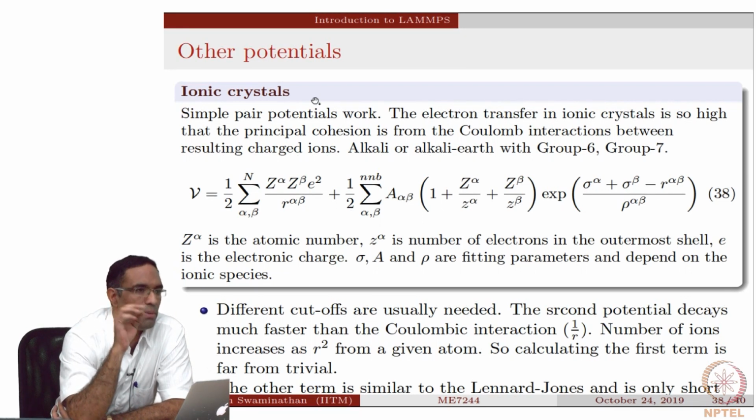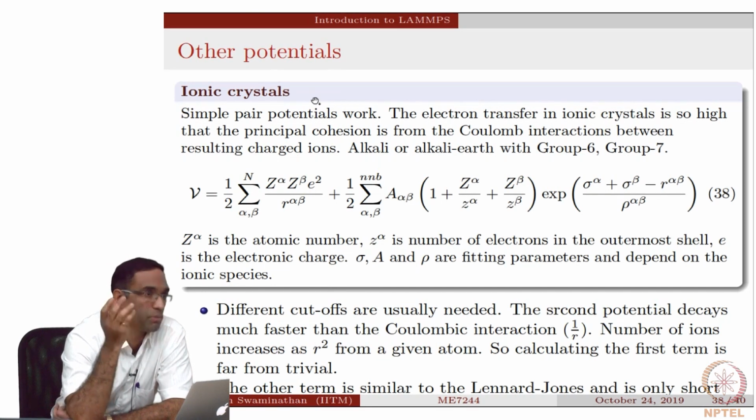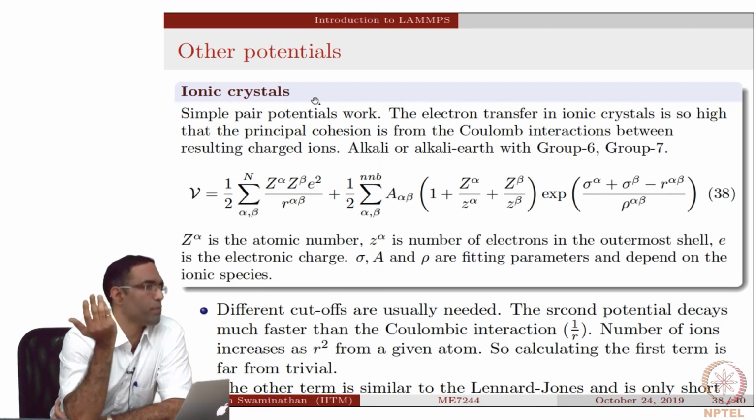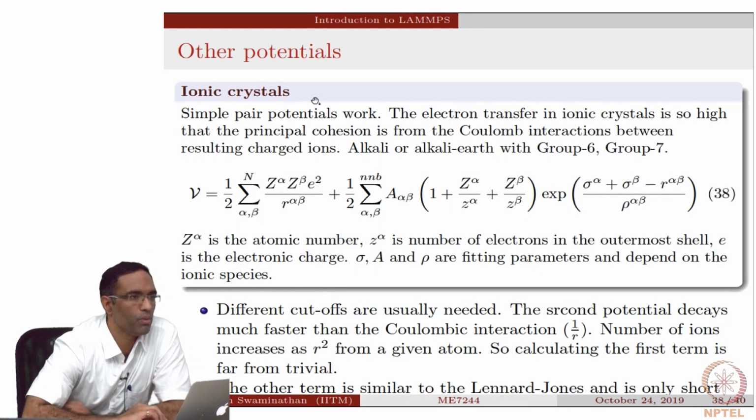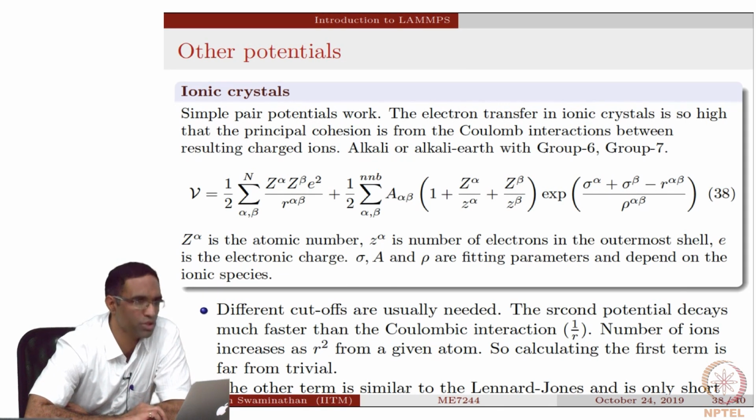And many other potentials also, although they don't usually model ideal gases, like for example solids, they are also pair potentials, and apparently they do very good jobs. Okay, let us take for example one type of potential which is called the Born-Huggins-Meyer potential. Okay, it is useful in ionic crystals.